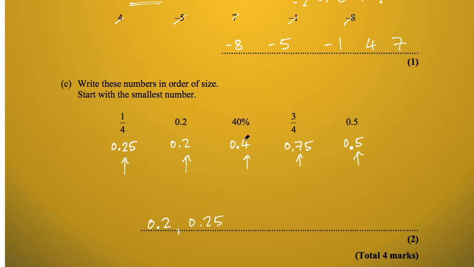Then going up, 0.4 is the next thing in that column. 5 is bigger than 4. 7 is bigger than 5.